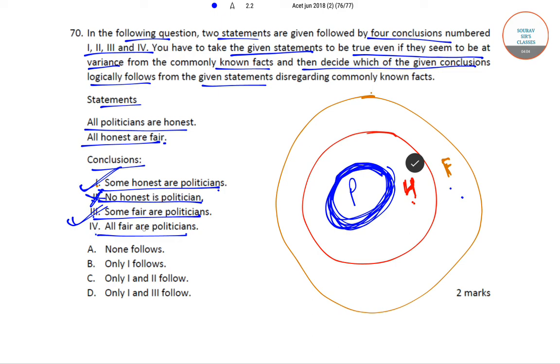In statement 4, all fair are politicians. This is incorrect because fair also have different people, different groups of people. So option D is the correct answer. That is only 1 and 3 follow.